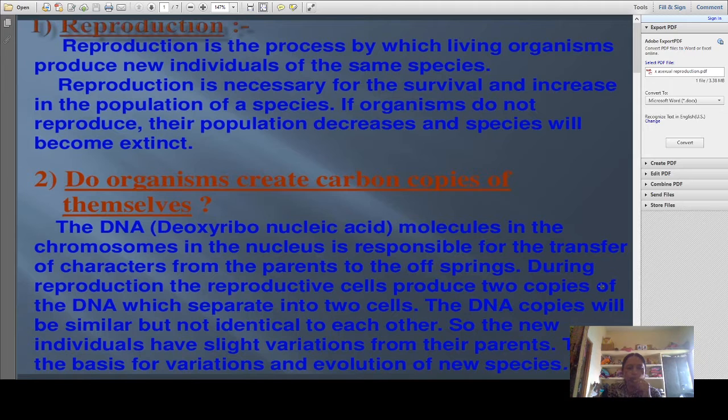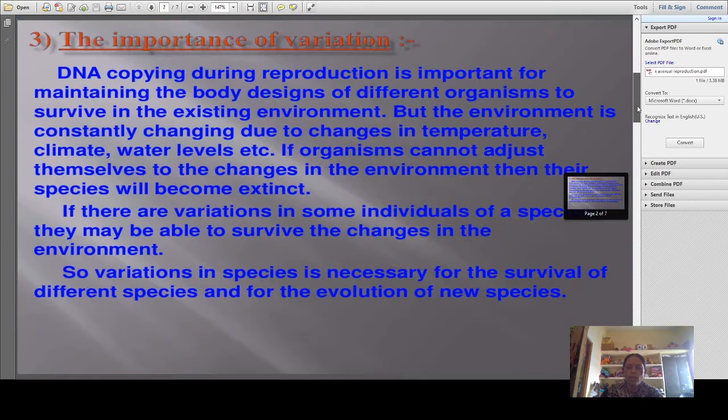The DNA copies will be similar but not identical to each other. So the new individuals have slight variations from their parents. This is the basis for variations and evolution of a new species. That means when the DNA separates and forms two new individuals, variations come out because they are similar but not identical, and it is also the basis for evolution. Now, the importance of variation.